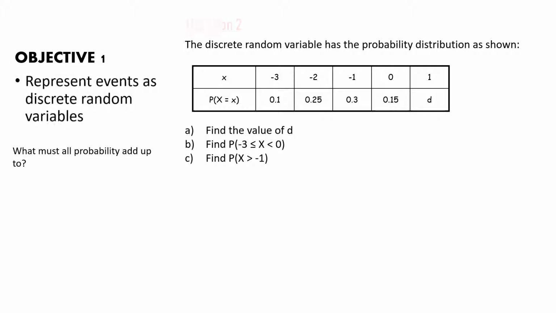So let's look at another question. A discrete random variable has a probability distribution as shown. I've got the values that the random variable could take, so -3, -2, -1, 0, and 1, and then the probabilities that go along with those. One of those we don't know, which is D. I have to find the value of D and then calculate some probabilities, which we will look at in a second.